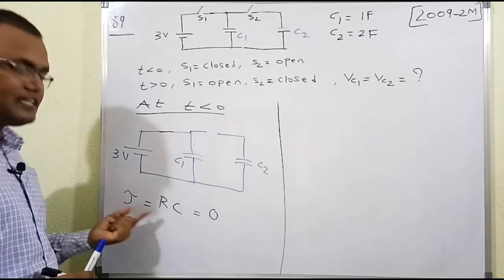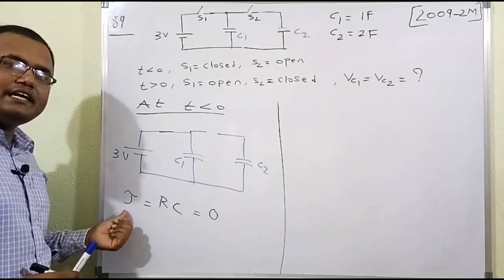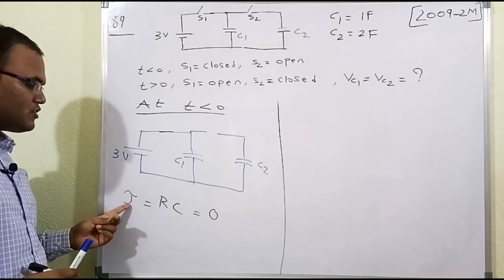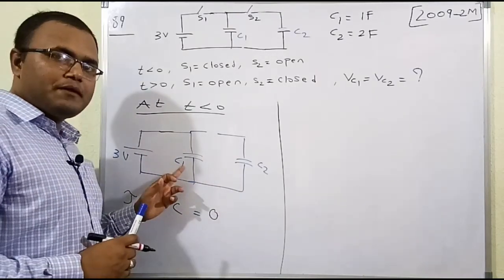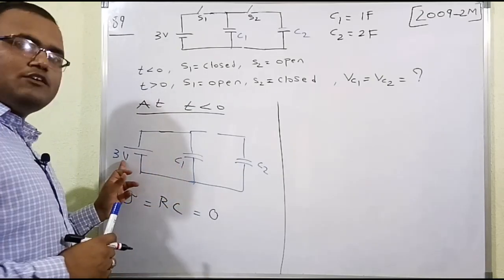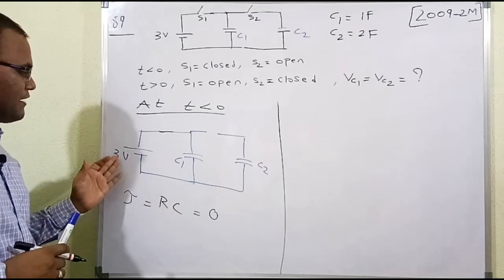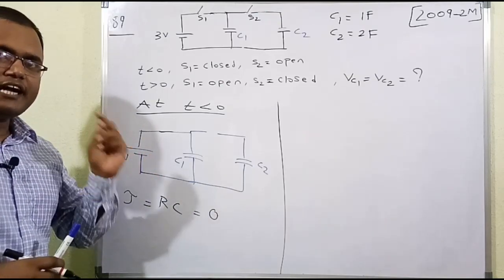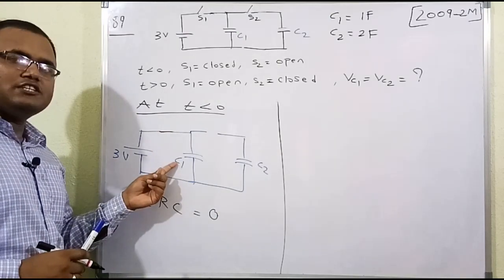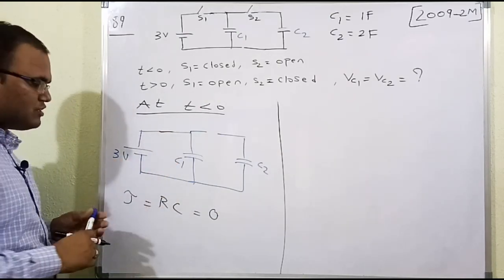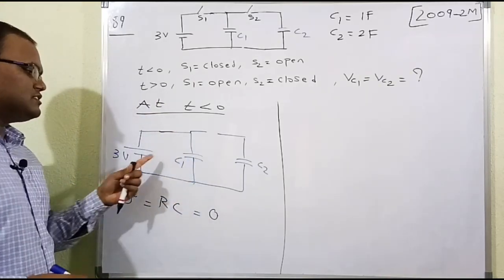It means that this capacitor will charge instantaneously. If tau is not equal to 0, the capacitor takes some time to get fully charged up to 3 volt. But here R is equal to 0, meaning whenever the 3 volt supply is given, at that same instant this capacitor will charge to a voltage of 3 volt. Therefore the voltage across the capacitor is 3 volt.